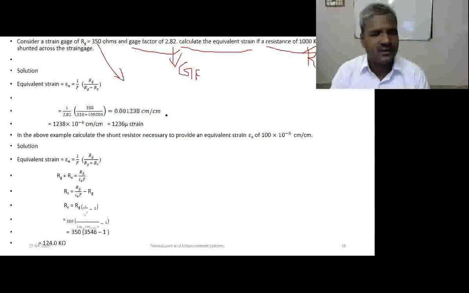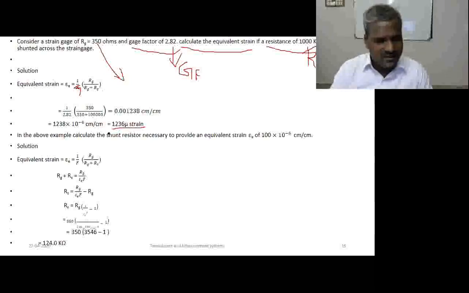The only thing we want to find is how much strain is developed in the calibration process. So the equivalent strain equals 1 by gauge factor GF into Rg by Rg plus RSH. Simply substitute these values. We get 1236 micro strain, that is micro centimeter per centimeter.